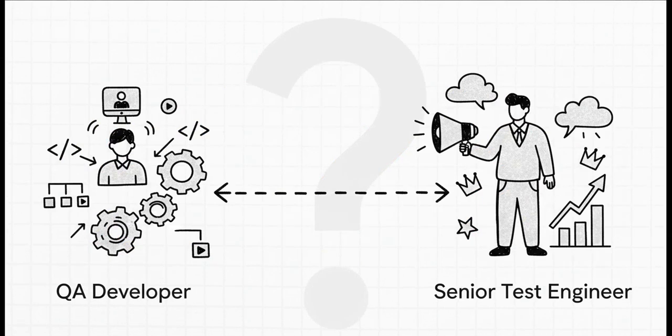I want you to take a second and look at your team's needs right now. Are you guys struggling with inefficient, slow, or maybe even non-existent automation? Then you probably need a QA developer. Or is your team kind of lacking direction, maybe missing a cohesive test strategy and clear quality ownership? Well, then you're almost certainly looking for a senior test engineer. See, knowing the difference isn't just about job titles, it's strategy.